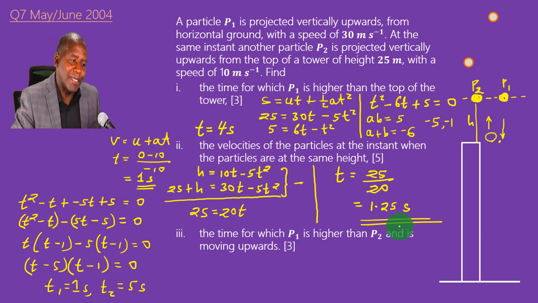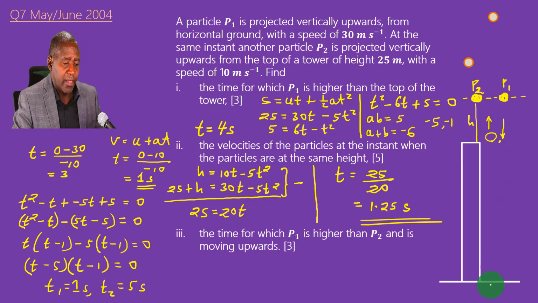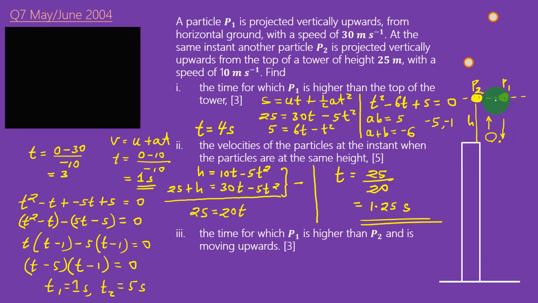So how long does P1 take to reach maximum height? I can also use the same equation V is equal to U plus at, in which case the V for P1 will be 0. U is 30, of course, so minus 30 divided by minus 10. So it takes 3 seconds to reach maximum height. Since it takes 1.25 seconds for it to meet this one.